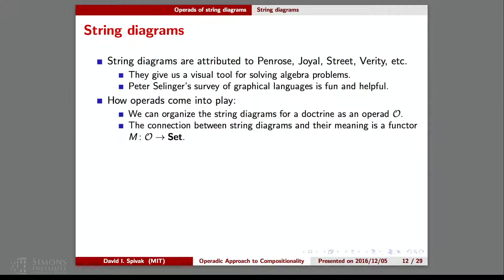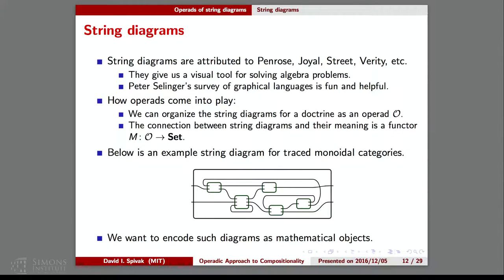So how do operads come into play? We can organize the string diagrams for one of these doctrines as an operad O. So the connection between the string diagrams and their meaning is this functor from O to set. Here's an example of a string diagram for traced monoidal categories. In any traced monoidal category, each of these would be filled with a morphism, and each string would have a label on it that told you what the objects coming in and the objects coming out are.